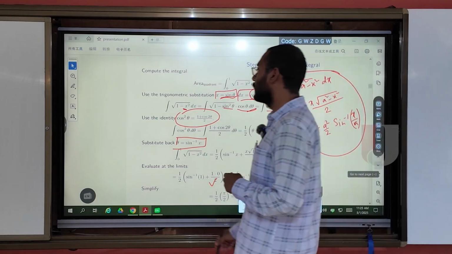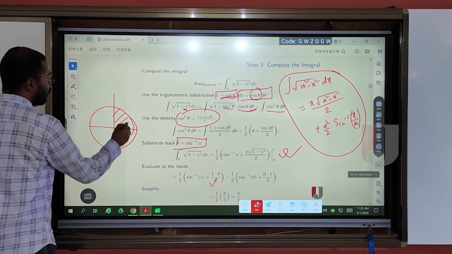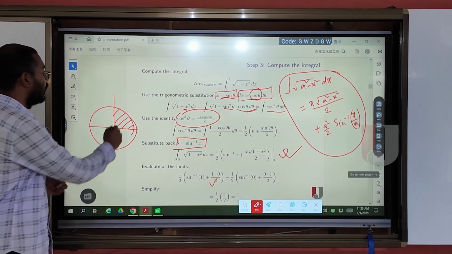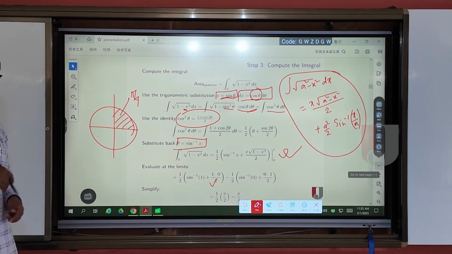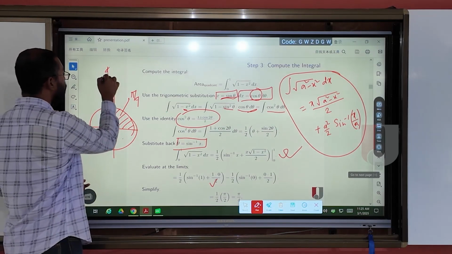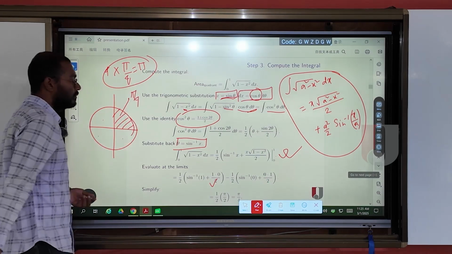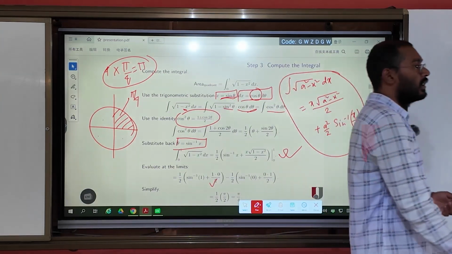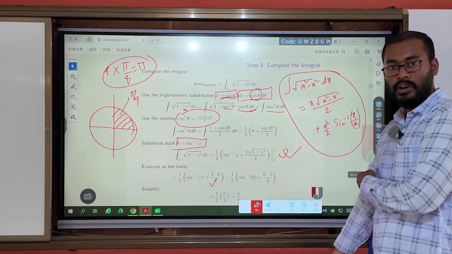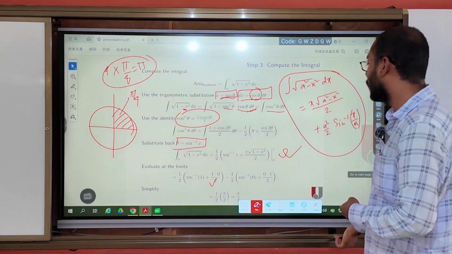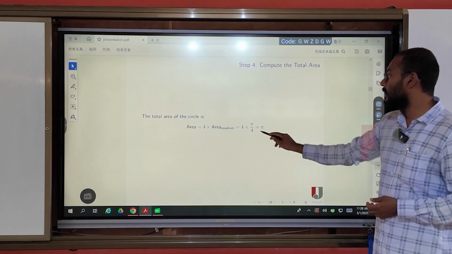So far we have computed only that portion, which gives pi by 4. Since there are 4 portions, we have to multiply by 4, so it will be 4 times pi by 4, which equals pi. We know that the area of a circle is pi r square. For this particular case r equals 1, so the area should be pi. Now we have validated by our integration formula that the area is actually pi.